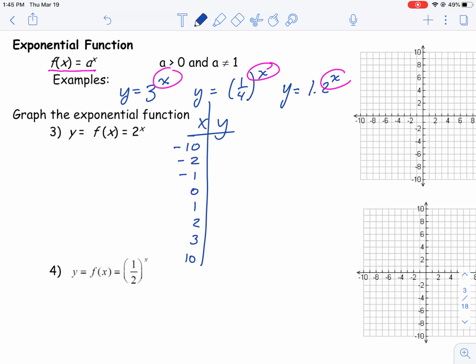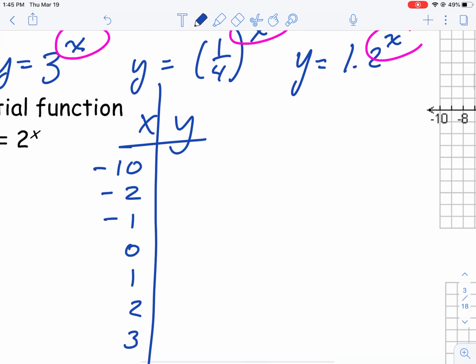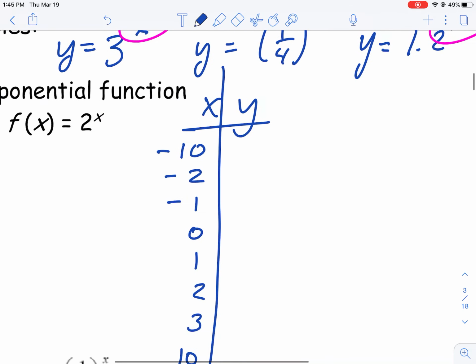Now to find the y value, you could just grab your calculator and type in 2 to the negative 10. If you did that, your calculator would give you a number close to 0.001. But I'd like you to think about this for a second.